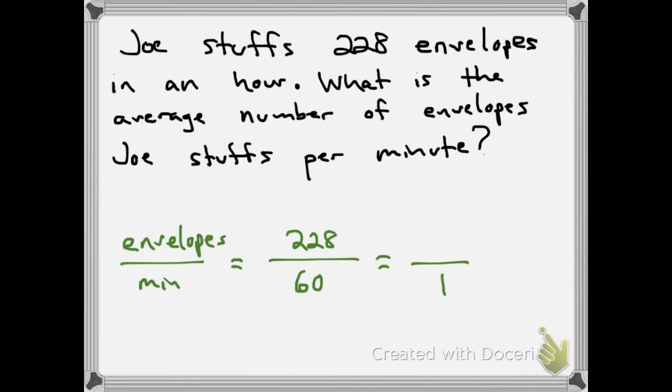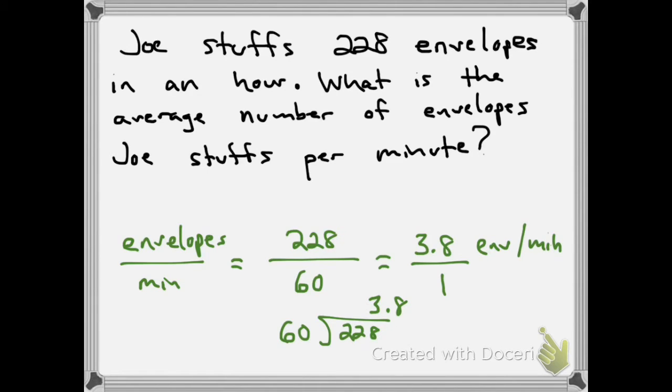So we have 1 here, right? And then when we do the division, remember, the bottom number goes on the outside, the top number goes on the inside. We end up getting 3.8. So 3.8, and that's envelopes per minute. Here's where you have to be careful though.